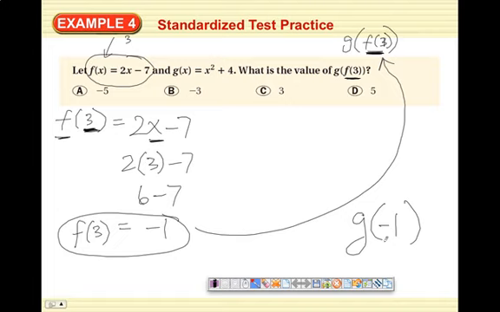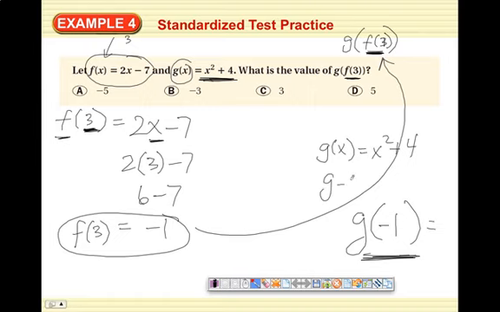I'm just substituting. So now look what we have to find. We got to find g of negative 1. So we go up to g, which is here. All we got to do is put in negative 1 into the expression here. So g of negative 1, well, g of x equals x squared plus 4.